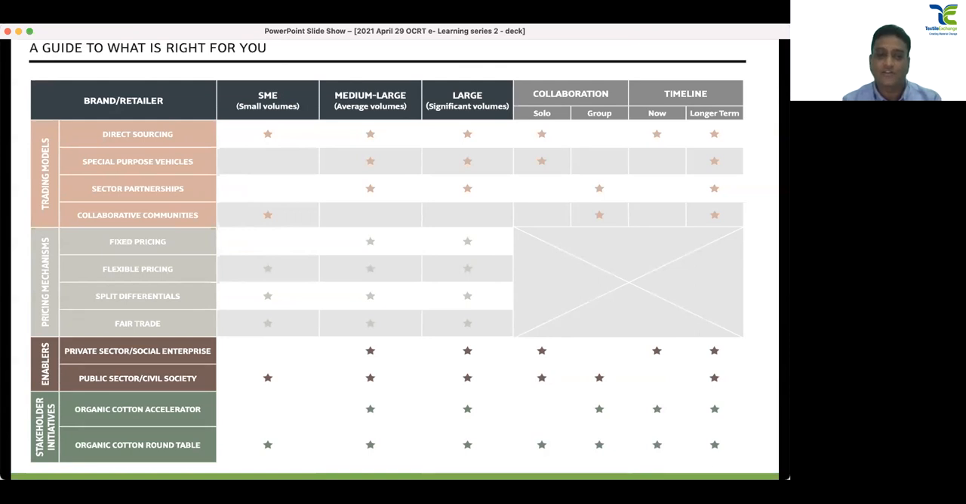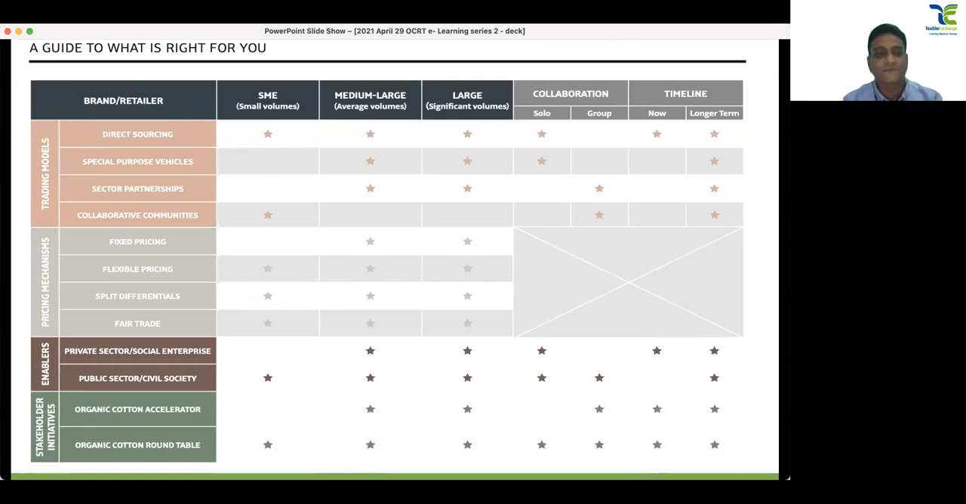So you can see on your screen, if you're a brand or retailer, you are the one who will choose a trading model, pricing model, and enablers and stakeholders. But at the same time, what is your scale? Are you a small volume brand? Are you a medium brand? Or are you a large brand? Or do you want to work in collaboration with a timeline? So you're looking for a short-term solution or a long-term solution. Based on that permutation and combination, you can choose the right tool to source the material.